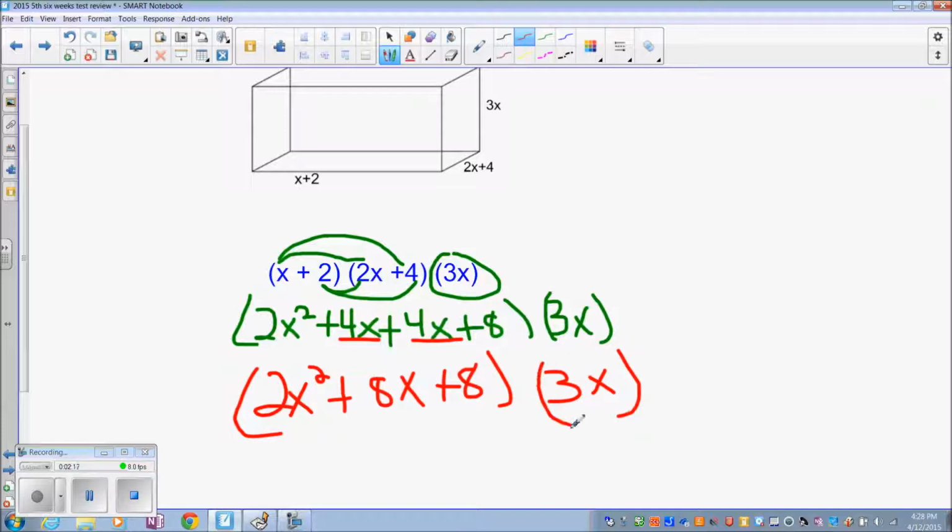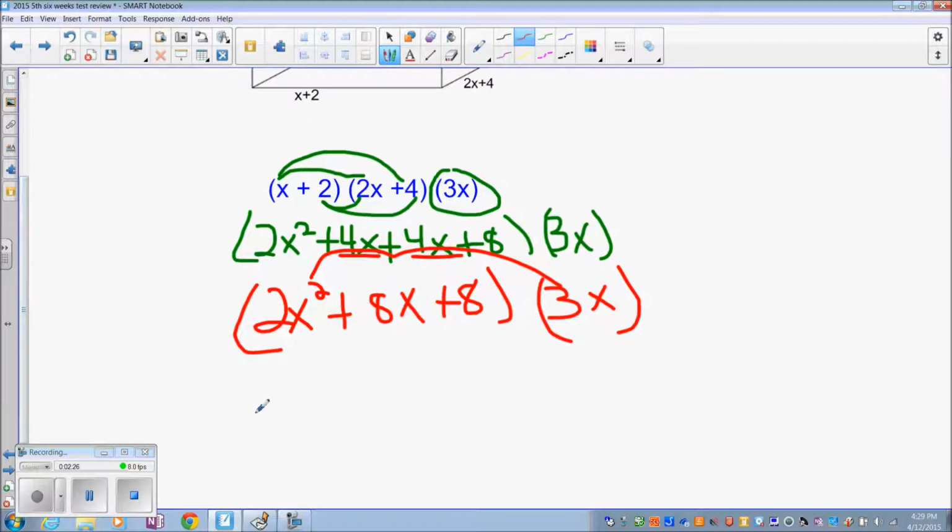Okay, so let's start by multiplying 3x times 2x squared, and we should get 6x to the third, because 2 times 3 is 6, and x squared times x to the 1, you add your exponents, and that would be a 3. Now we're going to do 3x times 8x. 3 times 8 is 24. And then we have x times x, so that makes it x squared.